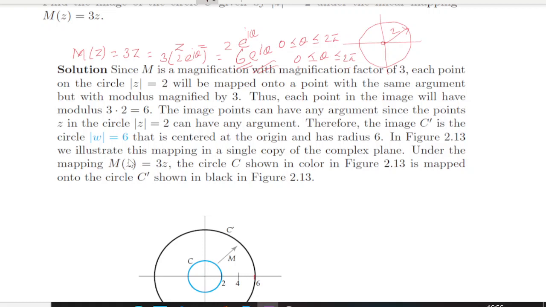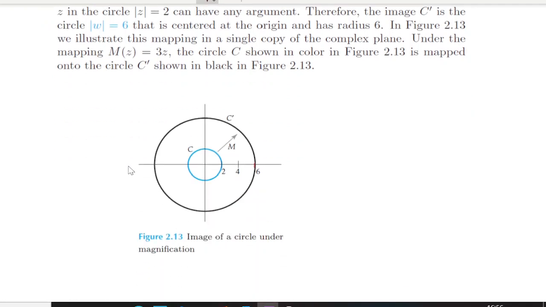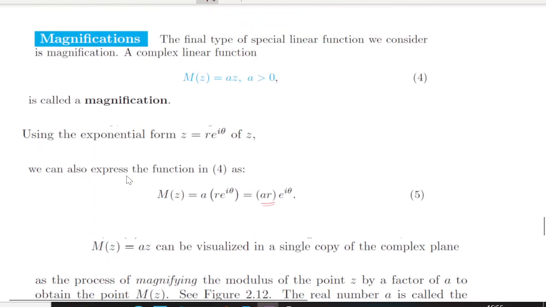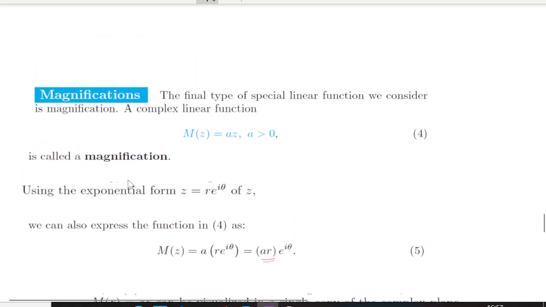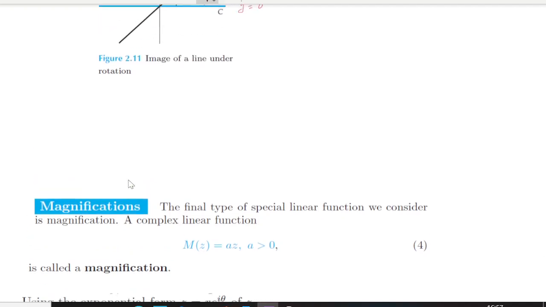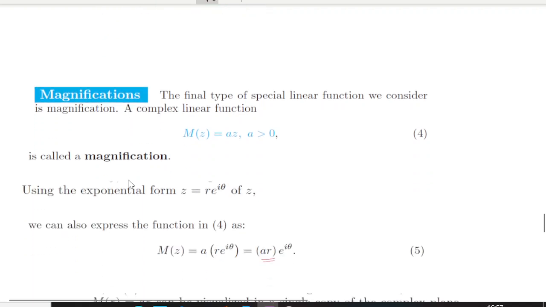So these are going to be the tools for studying linear mappings. As I said in the beginning, any linear map can be divided into a composition of these 3 operations. The first one is translation, the second one is rotation, and the third one is magnification. Hope you understood these 3 operations.